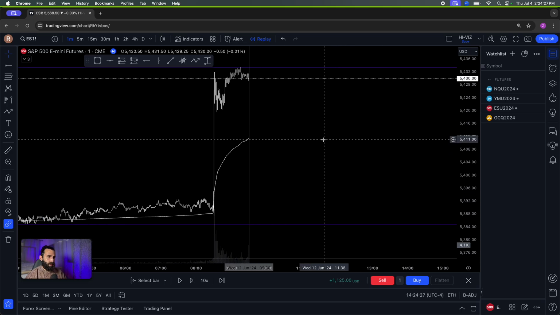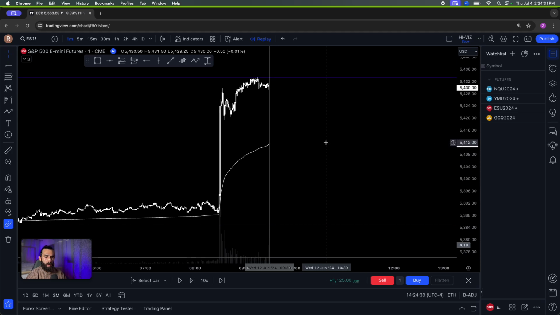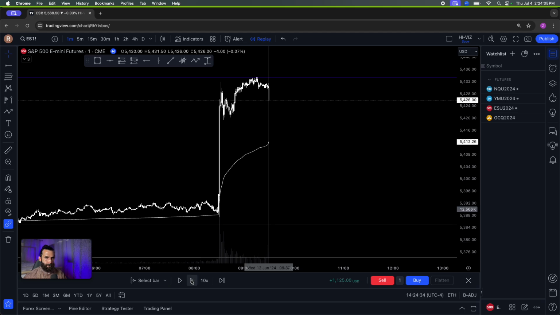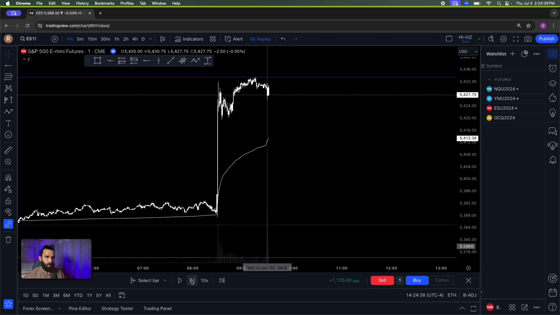Reading this market structure, a couple things are obviously possible. Let's not go through every one. Let's just start to play it forward and make a decision as we see fit. So we started to sell off a little bit.